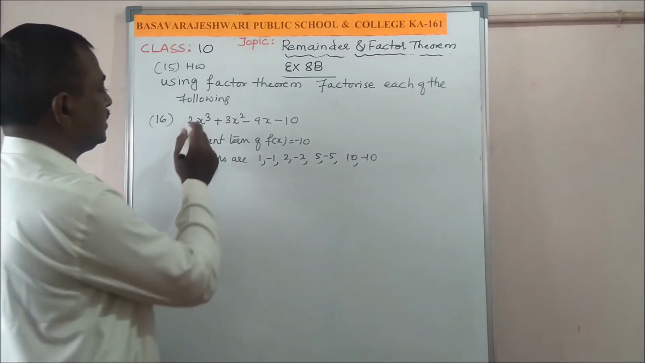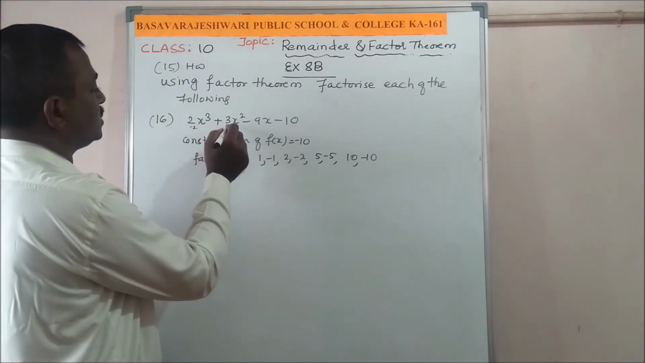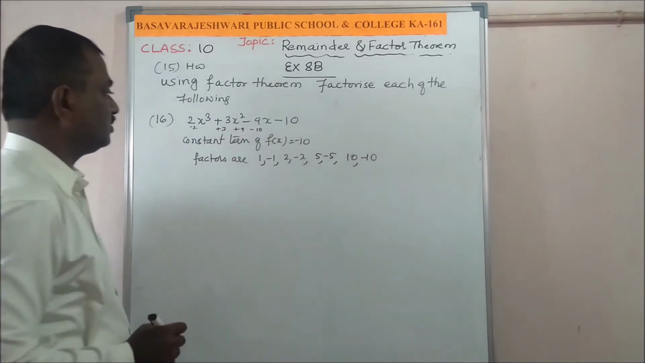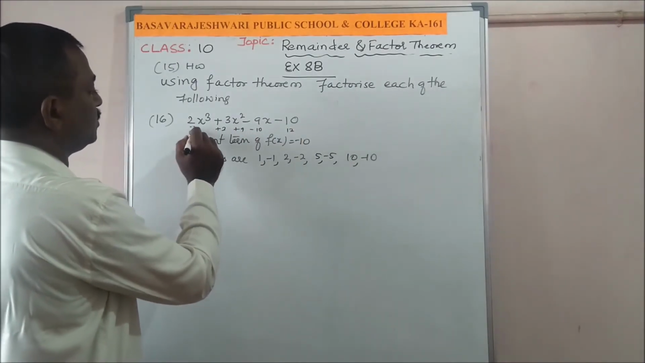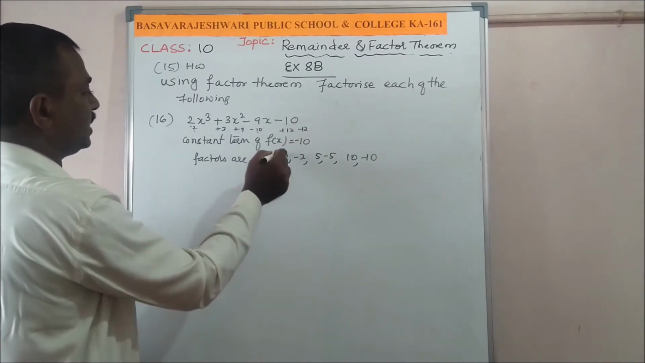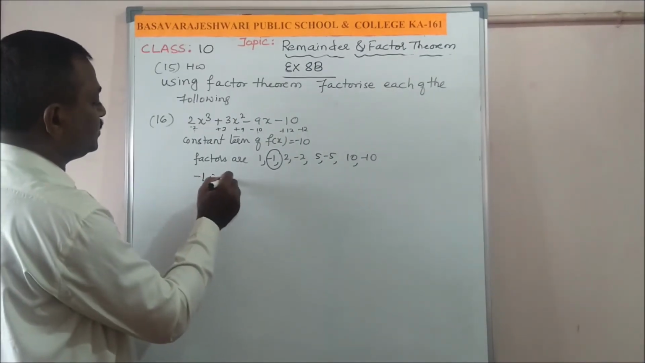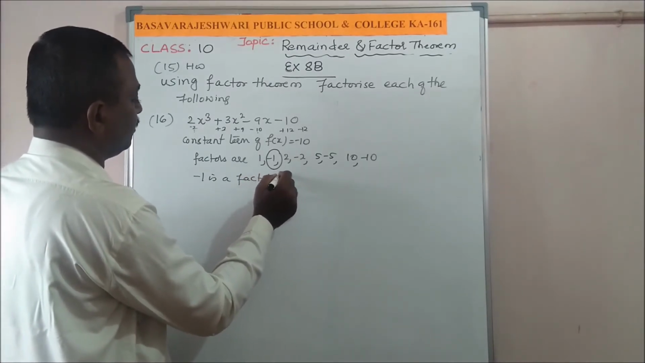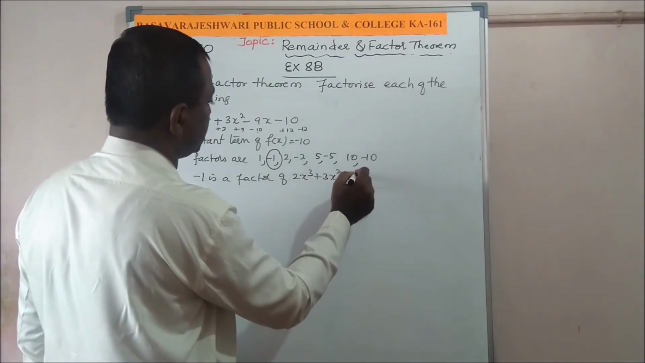Correct? Minus 1 if I take, this becomes minus 2, this becomes plus 3, this becomes plus 9, this becomes minus 10. So what happens here? Minus 2 plus 3 plus 9 is 10, minus 10, 0. So minus 1 is a factor of 2x cube plus 3x square minus 9x minus 10.